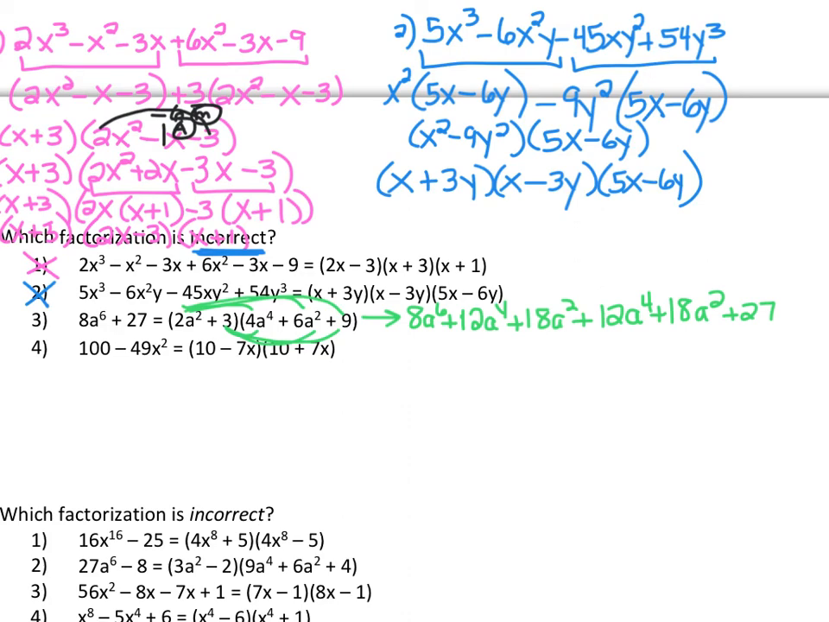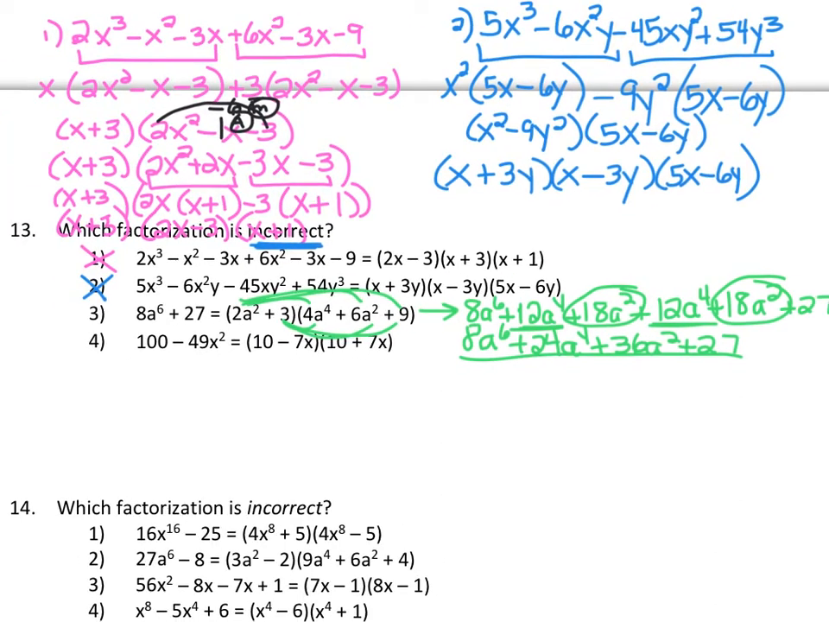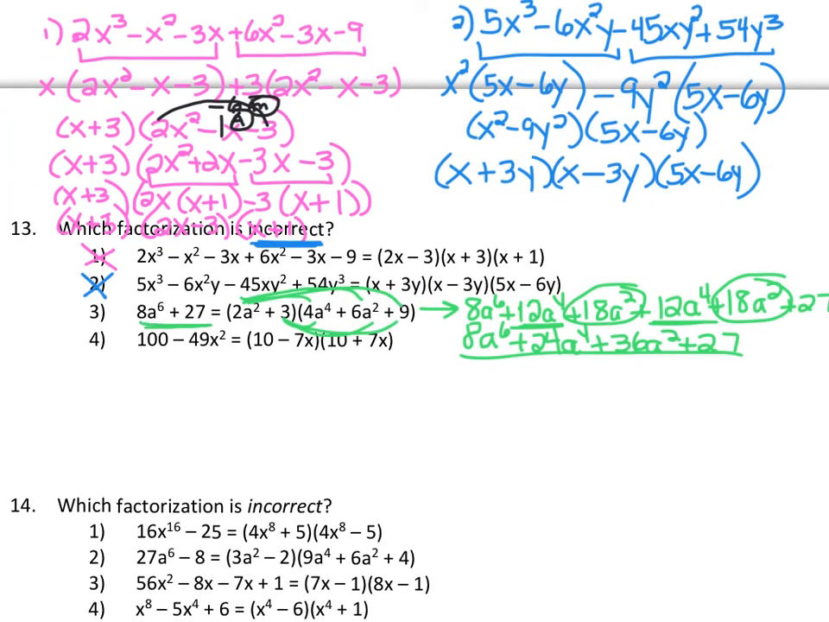All right, so the 8a to the 6th doesn't combine with anything because there is no other a to the 6th term. All right, this 12a to the 4th and this 12a to the 4th can combine to give us 24a to the 4th. Okay, this 18a squared and this 18a squared can combine to give us 36a squared. And then I'm just going to bring down the plus 27 at the end. Now, what you'll notice is that this is not equivalent to this. Okay, these don't equal each other. I'm going to put a slash through the equal sign. So this is going to be our answer.